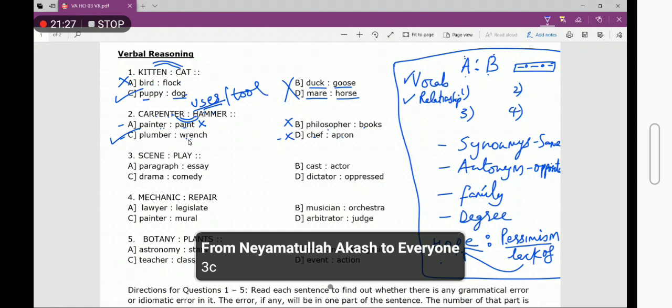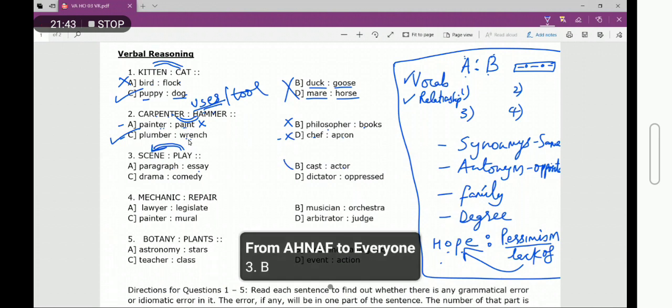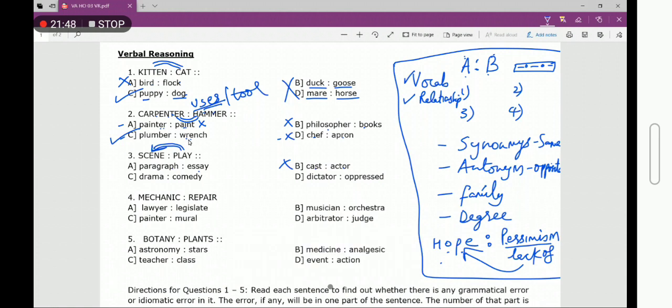So a play consists of many scenes, isn't it? A play may have many scenes, right? So this is the relationship. Does an essay consist of many paragraphs? Yes. Does an actor consist of many cast? No. See, it could be the other way around, right? A cast may have many actors. A cast may contain actors. So therefore, it should not be the reverse relationship.